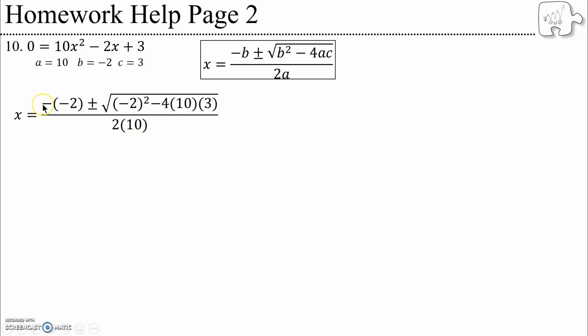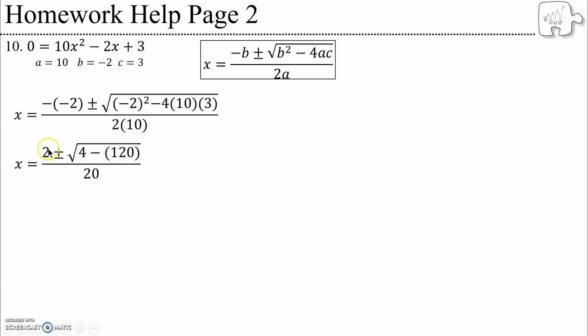Right, the opposite of negative 2 is positive 2. Negative 2 squared is 4. And then 4 times 10 is 40. 40 times 3 is 120. And 2 times 10 is 20. So now to the next step: 4 minus 120. We can figure out what that is.